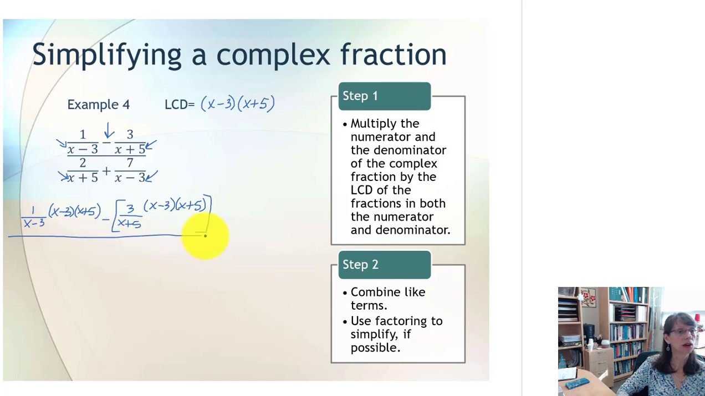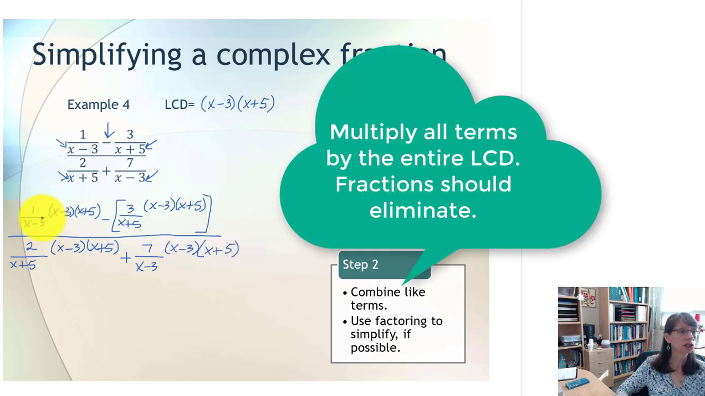Those terms are being divided by these other fractions. So I start with 2 divided by the quantity x plus 5, and I'm multiplying by the lowest common denominator. We have addition, so I don't need to worry about any bracket here. Starting with 7 over the quantity of x minus 3, I'll multiply by our lowest common denominator. So you can see that every term in this complex fraction is being multiplied by the entire LCD.